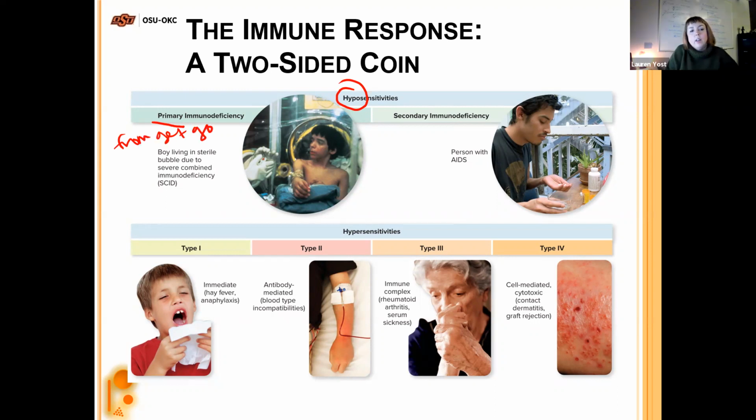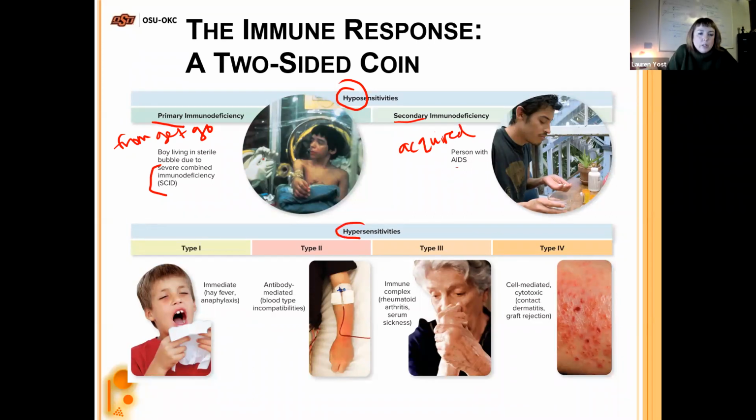It's usually genetic. This person has severe combined immunodeficiency. It's a genetic disorder. It's called SCID. It's another boy in the bubble. Then we have secondary immunodeficiency, which is where it's acquired somehow. And then we have, like, include someone with AIDS.